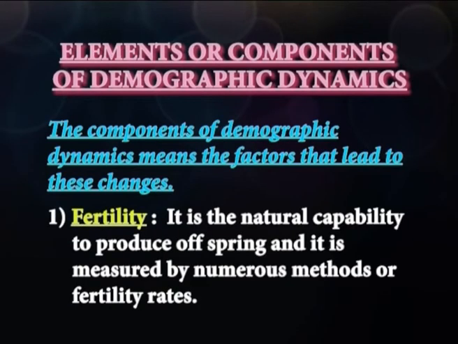Fertility. It is the natural capability to produce offspring, and it is measured by numerous methods of fertility rates. Fertility refers to the number of live births women have. Fertility is determined by a number of factors such as social, cultural, economic, health and other environmental factors. Measures of fertility will include crude birth rate, total fertility rate, age-specific fertility rate, etc.